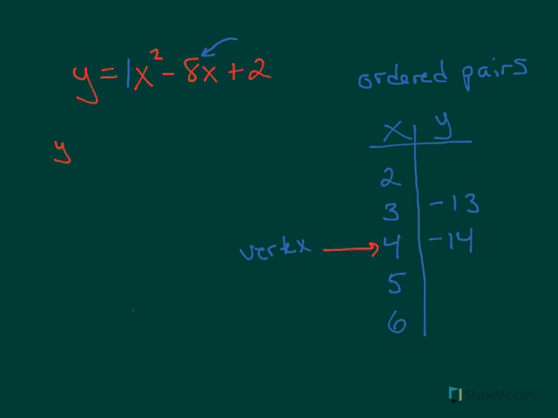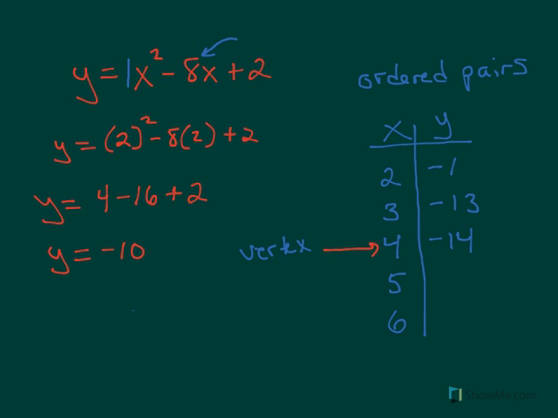So we get y equals, 2 is going to go in for x, so it will be 2 squared minus 8 times 2 plus 2. So 2 squared would be 4. Minus 8 times 2, that's negative 16, plus 2. And y would be negative 10. If you do the 4 minus 16 plus 2, you get negative 10. So that would be our y value here.